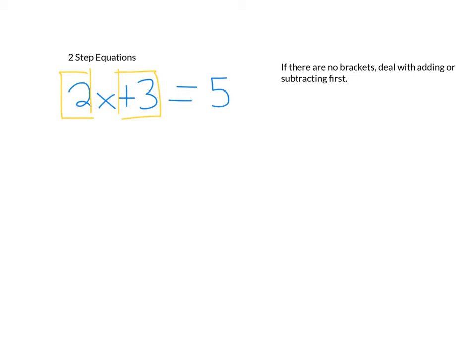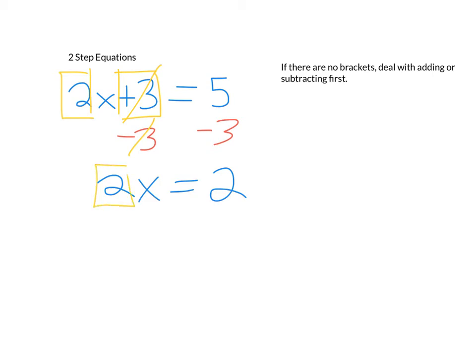Well, we've got plus 3, so we will use minus 3 on both sides to cancel that out. Plus 3 and minus 3 cancel, leaving us with 2x. And on the other side, 5 take away 3 is 2. So we've completed one of our 2 steps. We now need to address this multiplication by 2.